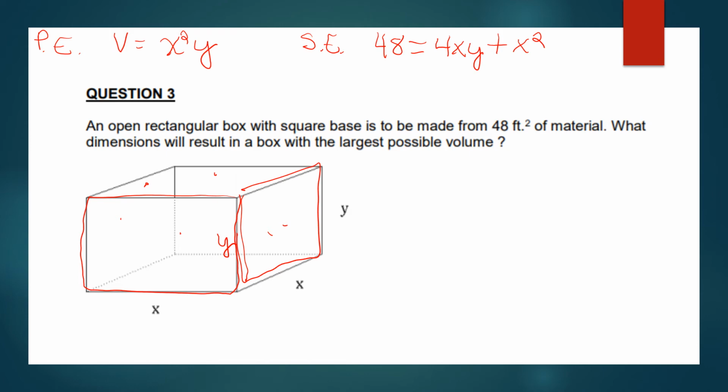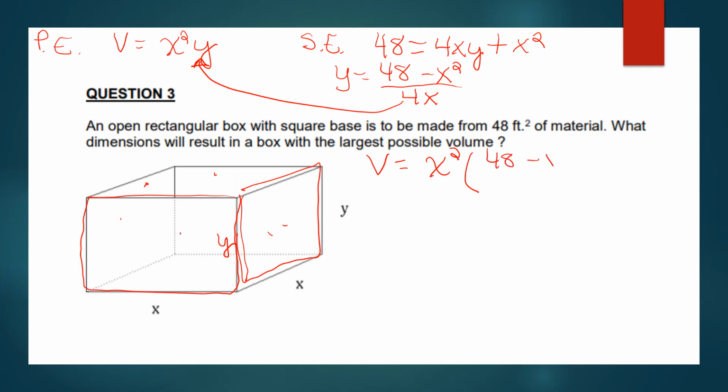So y will equal 48 minus x squared over 4x. That doesn't look pleasant, but I think it's going to clean itself up. So let's replace the y in our primary equation, because that's where we have to find the derivative. So this is going to be x squared times 48 minus x squared over 4x. So this x and this x will cancel.